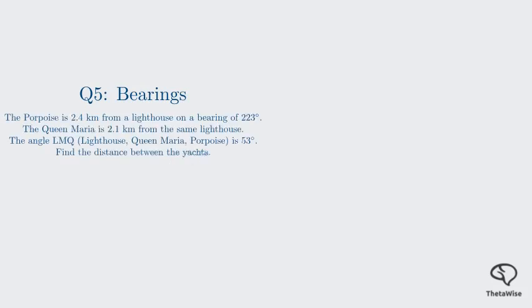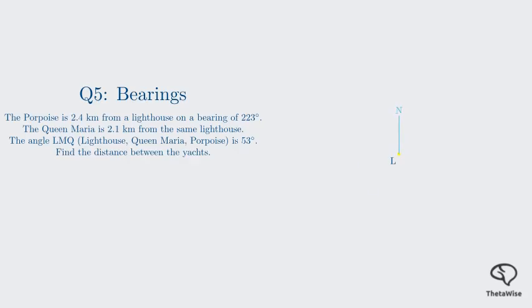Our final practice question is a classic bearing problem. Bearings are always measured clockwise from north and are a common feature of IB trig problems. The problem describes two yachts, the Porpoise and the Queen Maria, in relation to a lighthouse. The first and most crucial step is to draw an accurate diagram. Let's place the lighthouse at the origin, L.